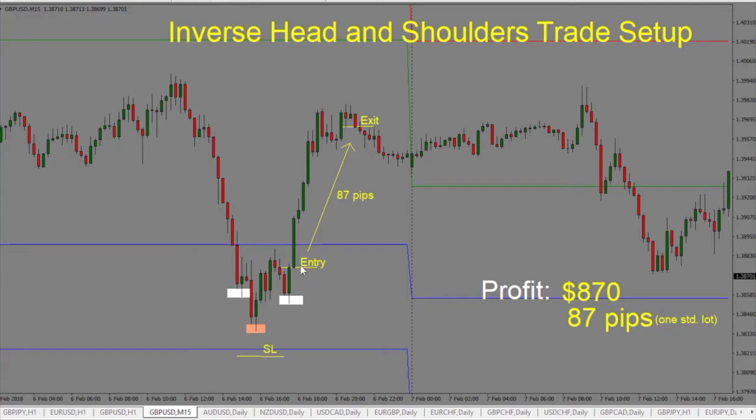So we take the entry long here, and our stop would go below the pin here. We always want to make sure we give the trade enough room to breathe, just in case price tries to come back again, and we are looking for price to move up higher. And as we can see, price goes up.